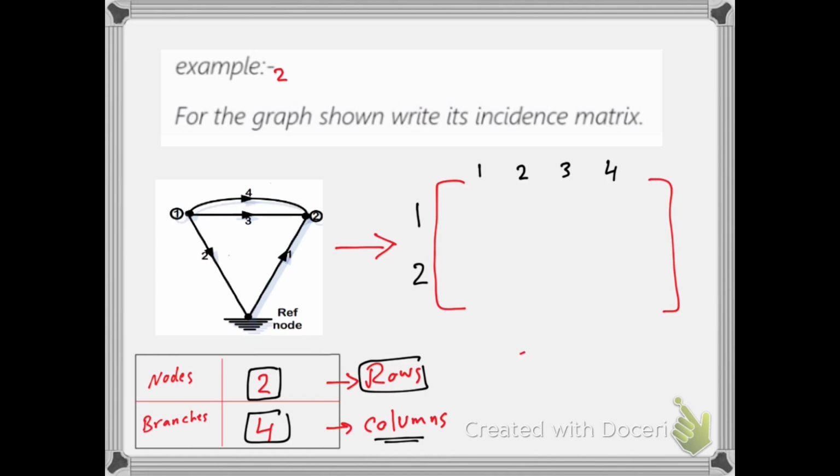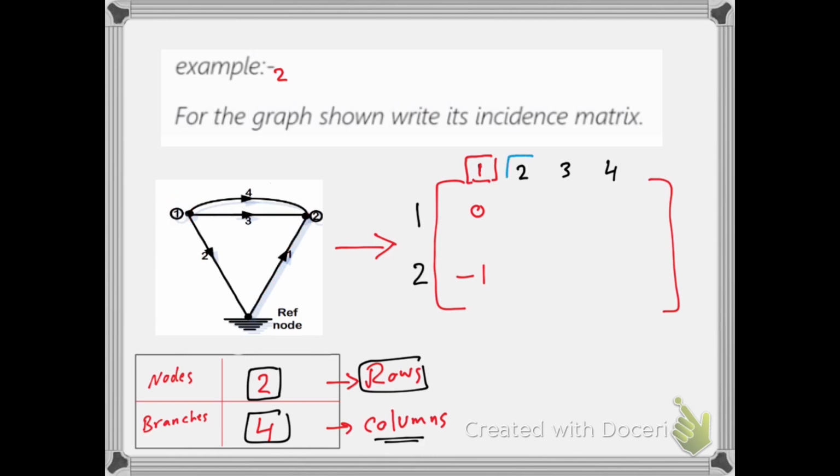Now let's discuss the incidence of branch 1. Branch 1 is connected between whom? Between the reference node and node 2. It will enter node 2. Enter means I will take negative 1. Then the relation between branch 1 and node 2 will be negative 1. But at the same time, we don't have any relation between branch 1 and node 1. Regarding that, I will put here 0.